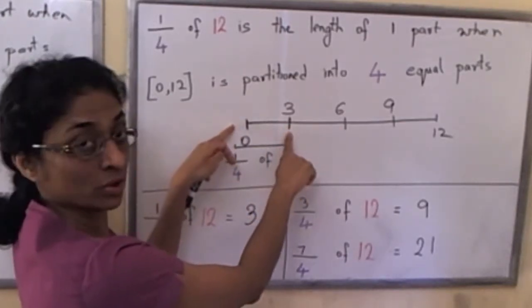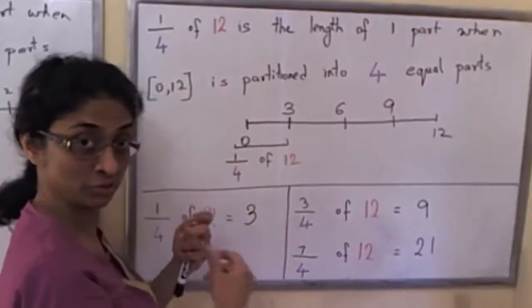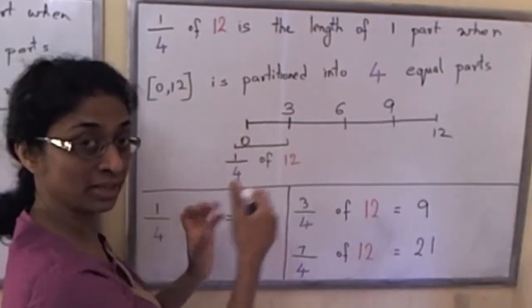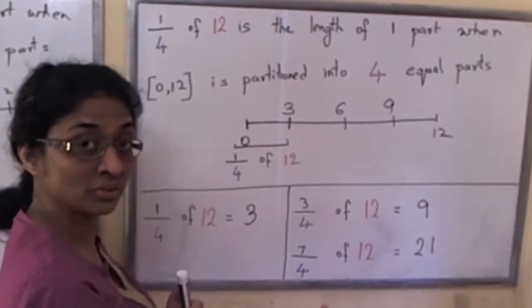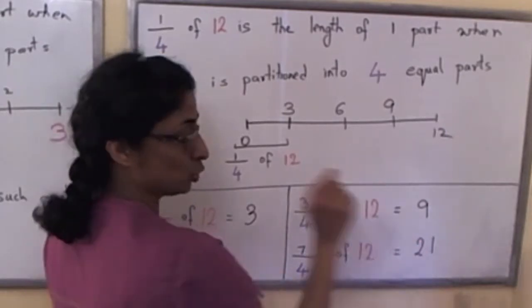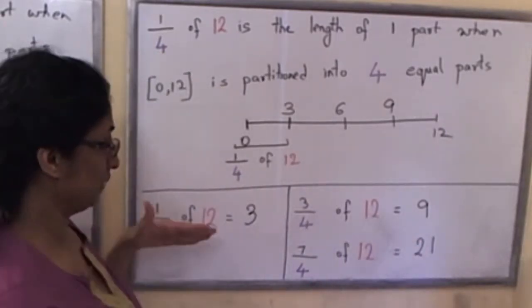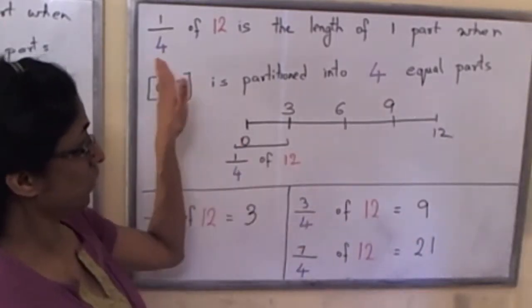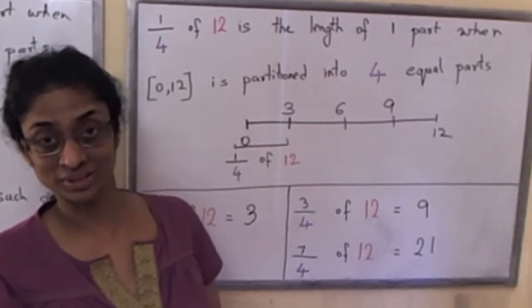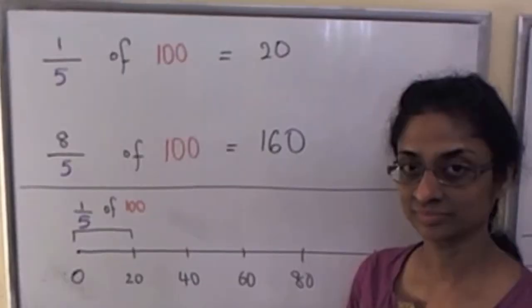7 such parts. We don't have it in the picture, but we can visualize it. Each part is of length 3. If you concatenate 7 such parts, the length of that part would be 7 times 3, which is 21. So we figure out all of these purely from the definition and with the help of the number line. Let's look at a few more examples.